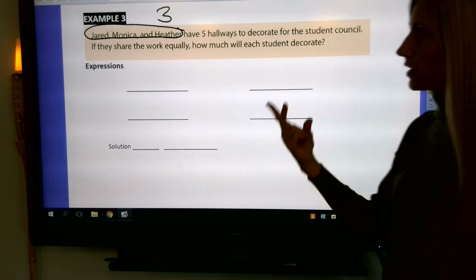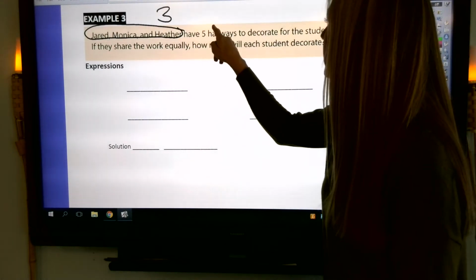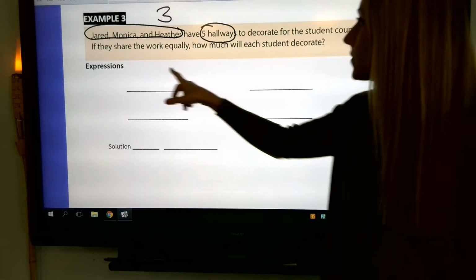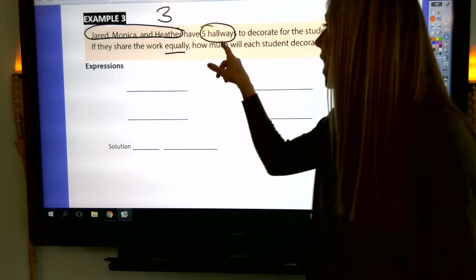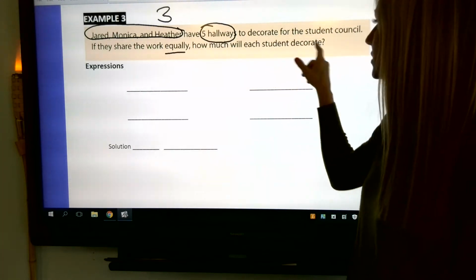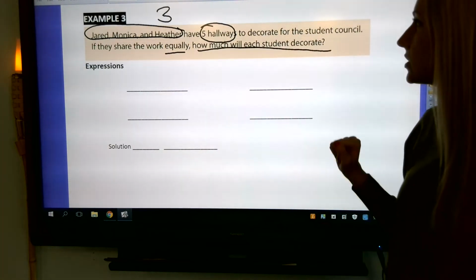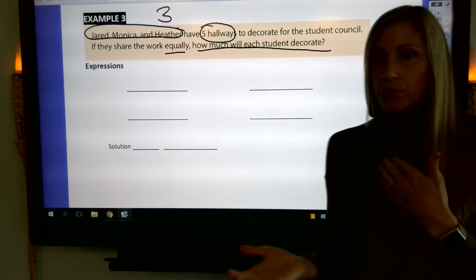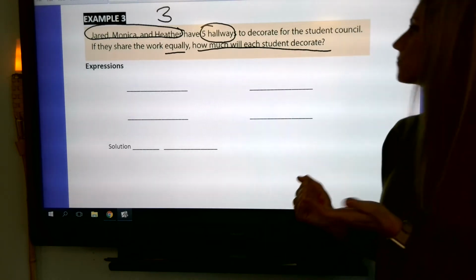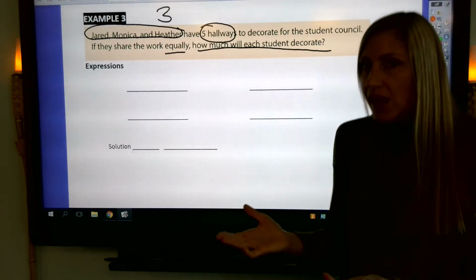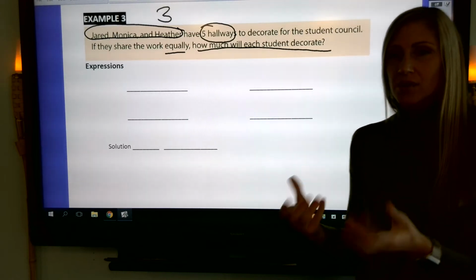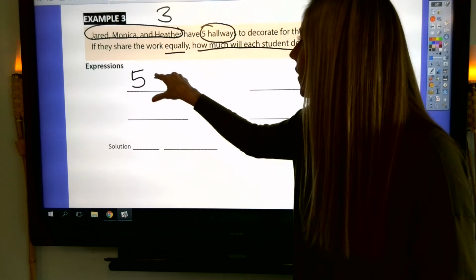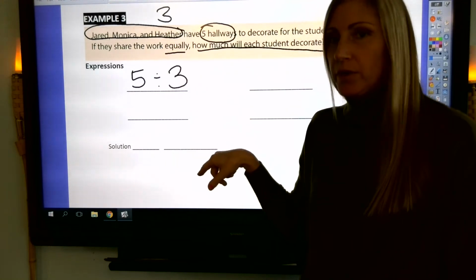All right, Jared, Monica, and Heather. They have 5 hallways to decorate for the student council. If they share the work equally, how much will each student decorate? So there's our question. How much will each student decorate? So what are our 2 things we're talking about? We're talking about we have people and we have hallways to decorate. What's being divided? Think logically here. What's being separated among people? The hallway. So 5 is being divided by 3, right?